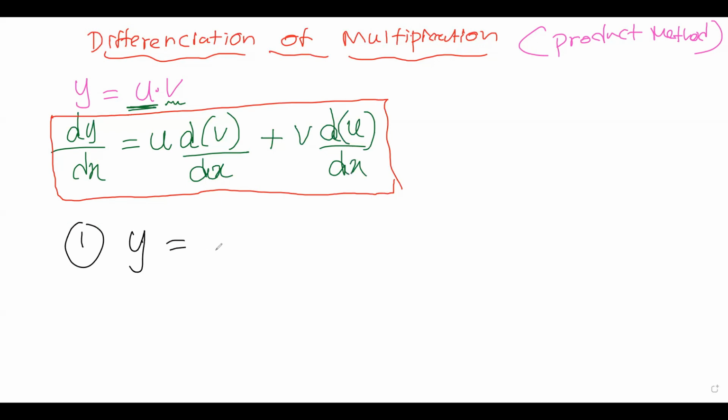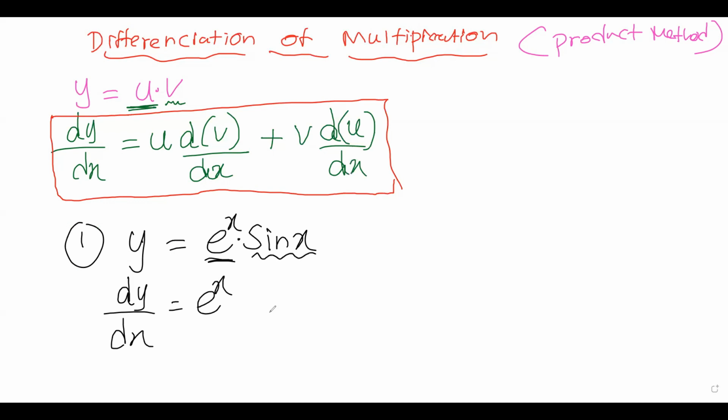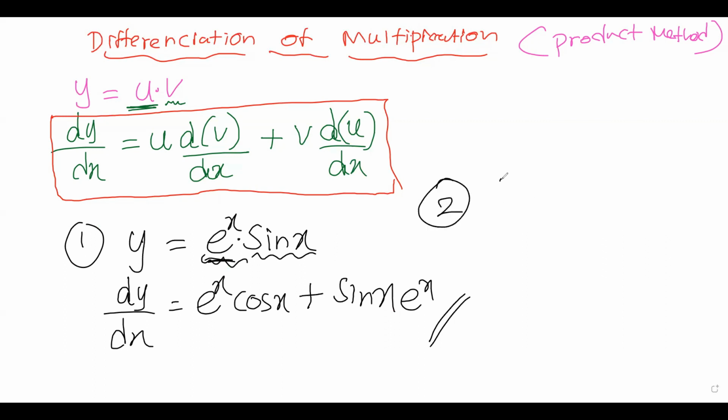If I take y equal to e^x sin x, now tell me how to write dy by dx. First of all, write e^x and the derivative of the other one. What is the derivative of sin x? It should be cos x, plus. Now I write the other one first, sin x. What is the derivative of e^x? It should be e^x. You can write it like this. Clear? Not much. Okay.